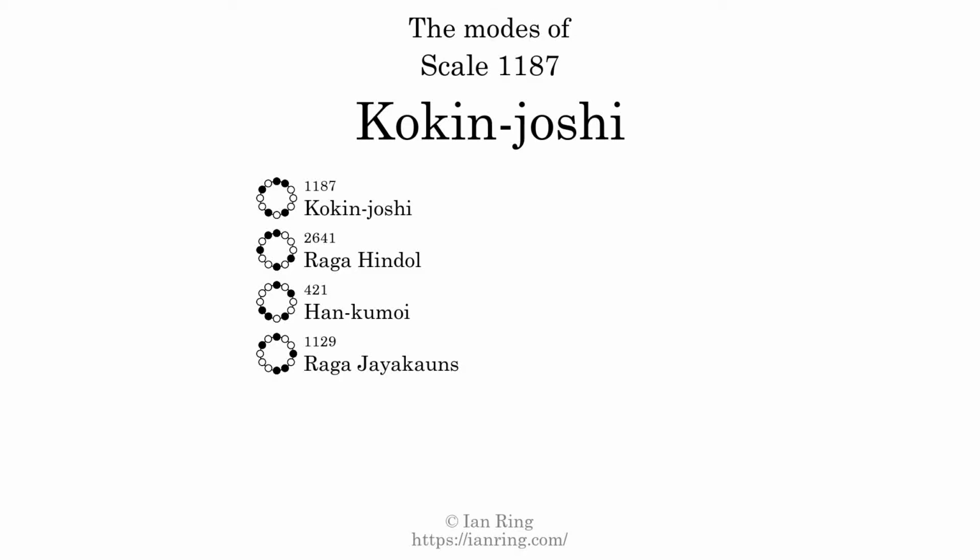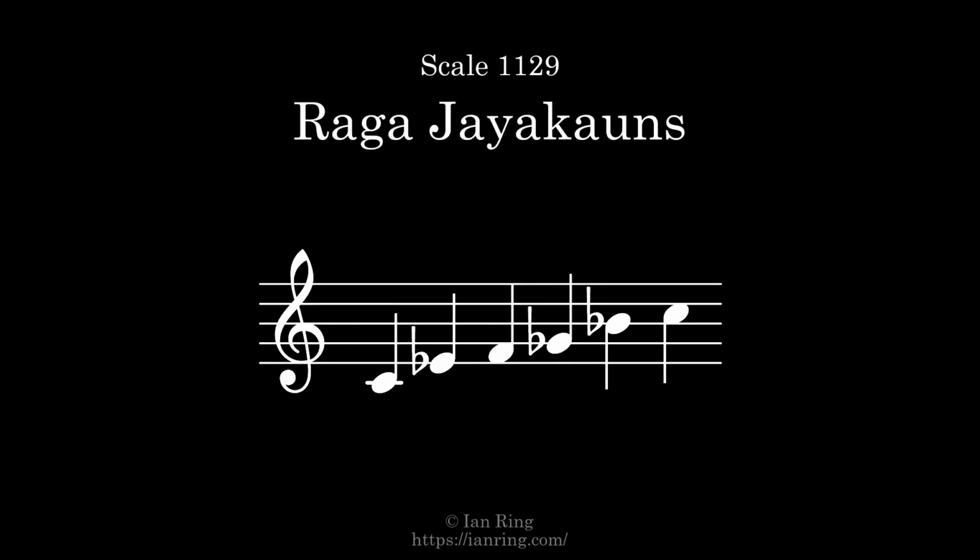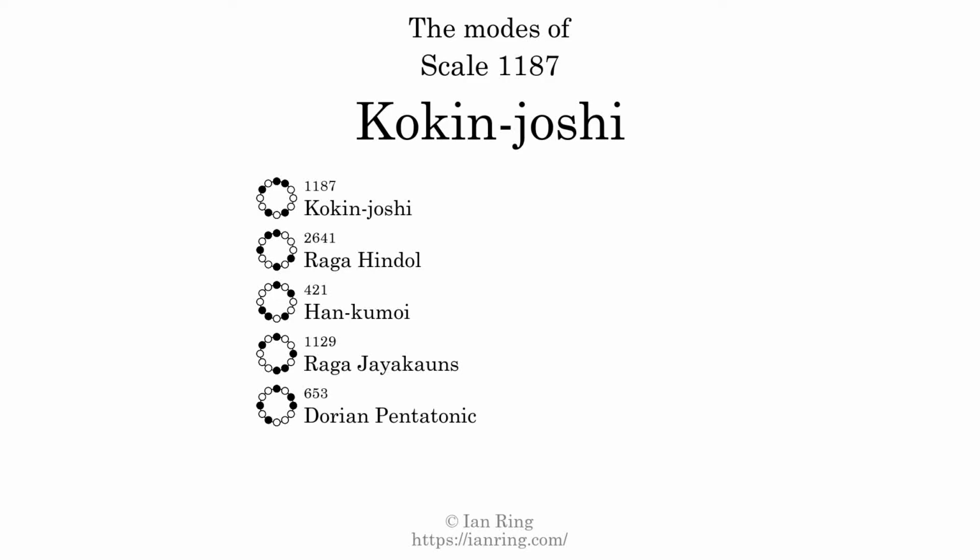The fourth mode is scale 1129, also known as Raga Jayakons. It sounds like this. The fifth and last mode is scale 653, also known as Dorian Pentatonic. It sounds like this.